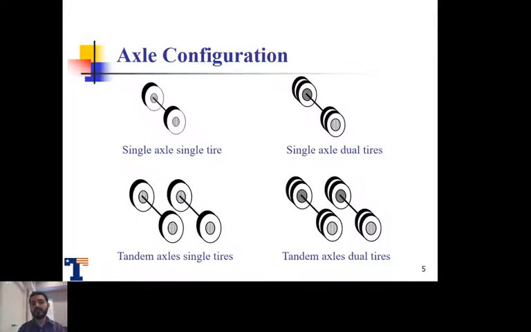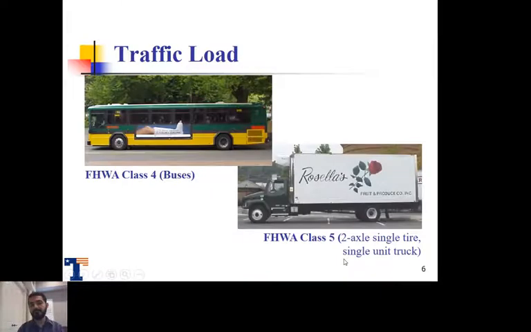When it comes to axle configuration, these are the typical names that we use in our pavement engineering community. We have single axle, single tire. As you can see here, we just have one single tire on each side, and it's just one axle. We can have single axle dual tires, which is the typical configuration that we see in 18 wheelers. We can have tandem axle single tires, meaning that we have two single tire axles that are situated very close to each other. That's why we call them tandem axle, and we can have tandem axle dual tires as well.